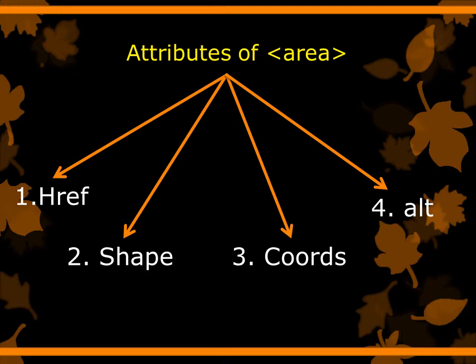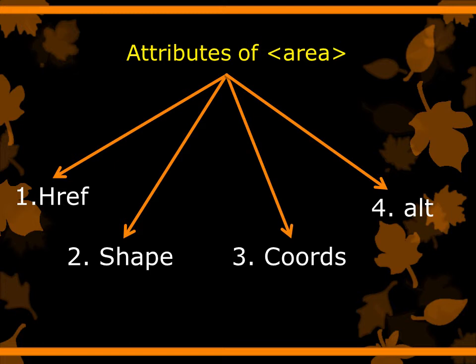Then third one is coordinates, that is coords. That is the attribute of the area tag. It specifies the coordinates of the clickable region on the image map. For example, rectangle shape specifies a rectangular area with 4 coordinates. Circle defines a circular region and it requires 3 coordinates. Like this, the coords attribute is used to specify coordinates of that particular shape.